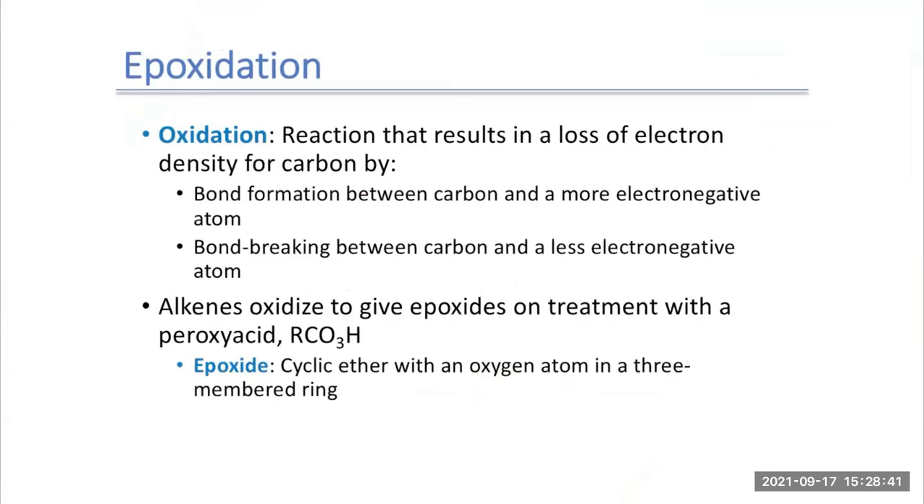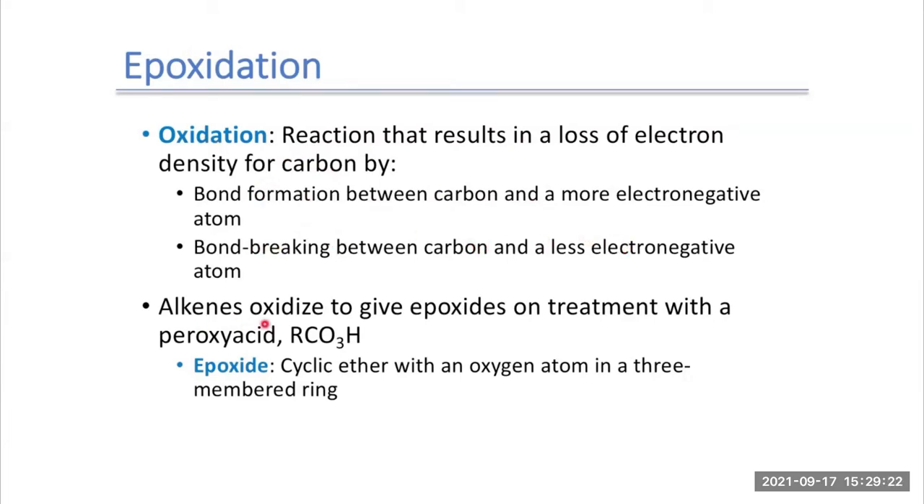Epoxidation is the formation of an epoxide. What it is, it's really an oxidation of our compound. So an oxidation is a reaction that results in the loss of electron density for a carbon. So you can think of it as a bond formation between a carbon and a more electronegative atom. Or you can think of it also as a bond breaking between a carbon and a less electronegative atom.